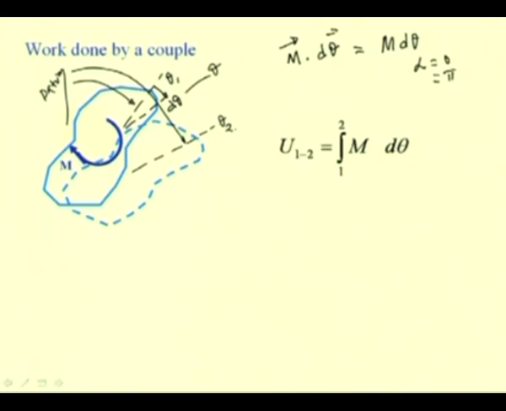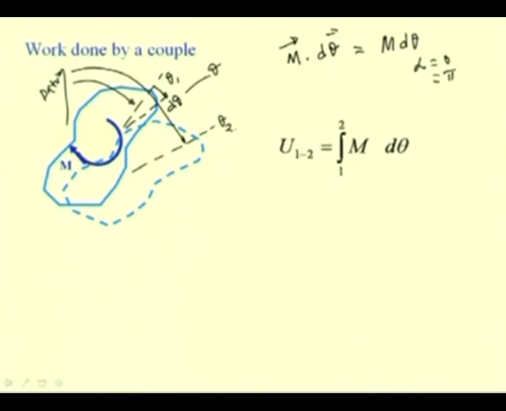So, in this case the vector d theta is perpendicular to the plane of paper and it is towards us. Same way this moment vector m, which is also clockwise, is perpendicular to the plane and it is towards us. So, the angle between these two vectors, alpha, is 0, and so this value m d theta is positive.